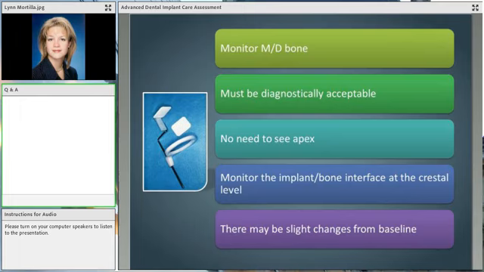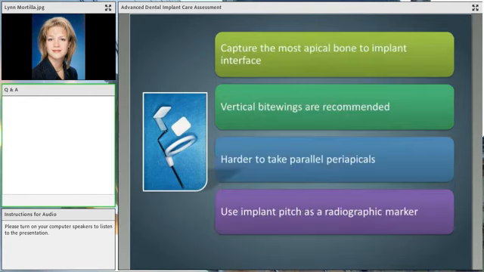We know there might be slight changes from baseline. We talked about that millimeter of bone loss, so that's completely acceptable. We want to be sure that when we're taking our radiographs, we're capturing the most apical portion of the bone to implant interface. We know that vertical bite wings have the least degree of distortion. Sometimes, especially in completely edentulous cases that have been restored with implants, we have some difficulty positioning for parallel periapicals. Sometimes we have to use different types of holders and different types of stabilizing devices, or use smaller pedo sizes to get a good radiograph.